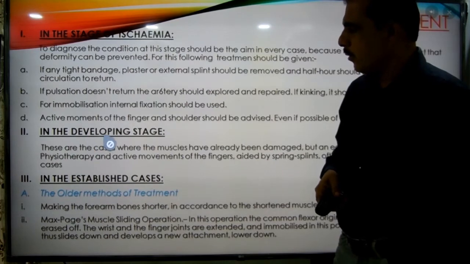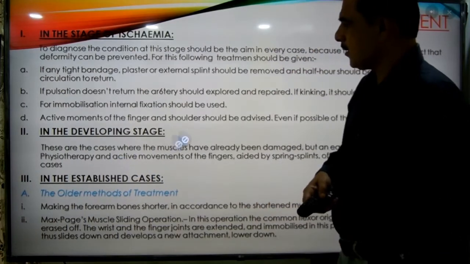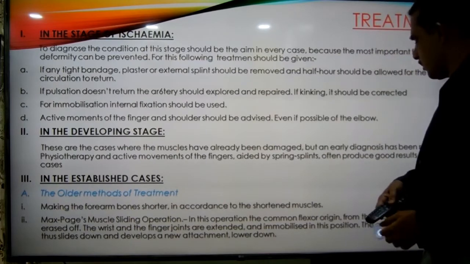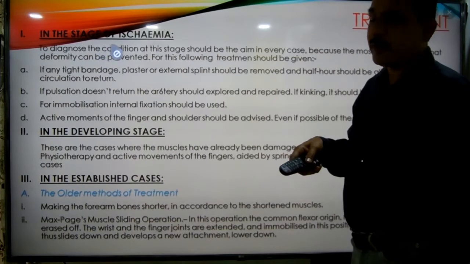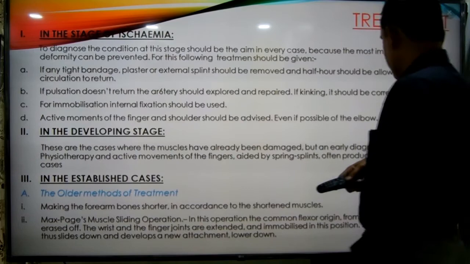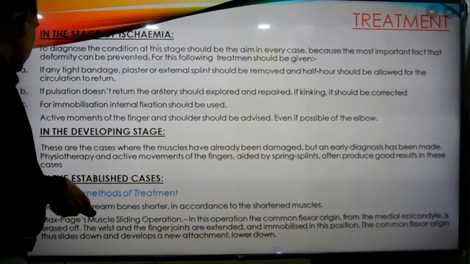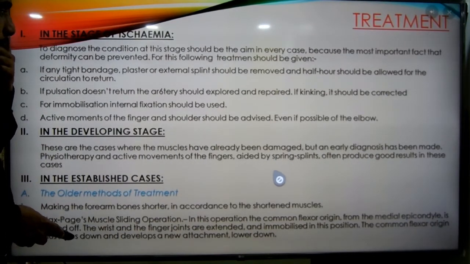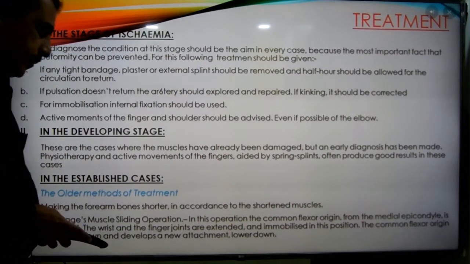Then in the developing stage, these are the cases where the muscles are not yet damaged, but have started to be damaged. So that's why it can easily get corrected by these measures. But here in the developed stage, muscles are already damaged, but if an early diagnosis has been made, physiotherapy and active movements of the fingers aided by spring splints often produce good results in these cases.